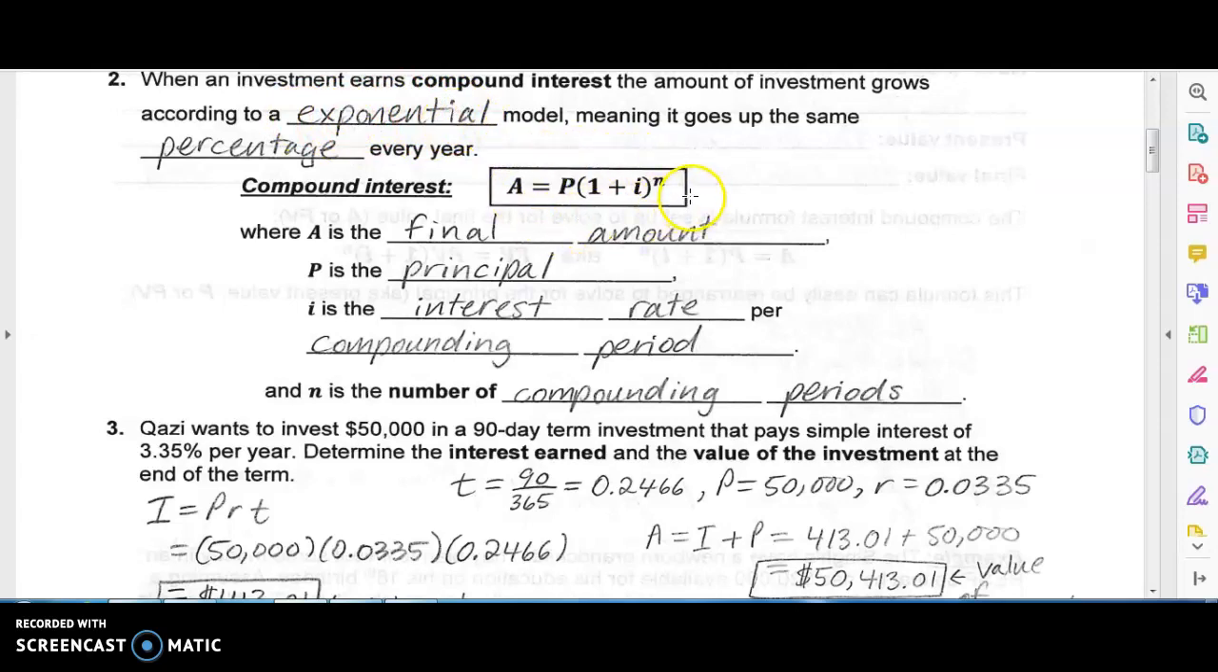Okay, so there's the formula again for you. A is the final amount, P is the principal, I is the interest rate. And remember, per compounding period, so we need to take the interest rate and then divide it by the amount of compounding periods in a year, right? Just like we did in the previous lesson. And N is the number of compounding periods. So again, remember, you take the number of compounding periods in a year and multiply it by the number of years of the investment or the loan, and that gives you your N value.